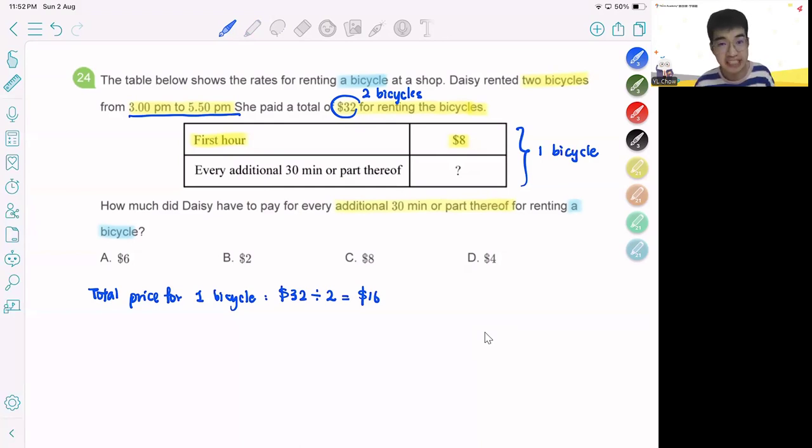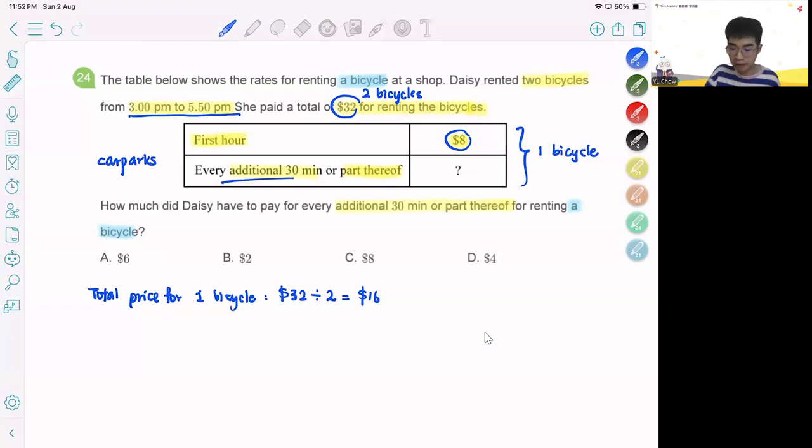So let's read the table again. For the first hour you rent the bicycle, you will need to pay $8. For every additional 30 minutes or part thereof, you need to pay another amount. Now, what does that mean? Another common case of using this payment scheme would be perhaps in your shopping mall car parks, right? So let's say the first hour you park your car, you pay $8. But every additional 30 minutes or part thereof, it will trigger a new payment.